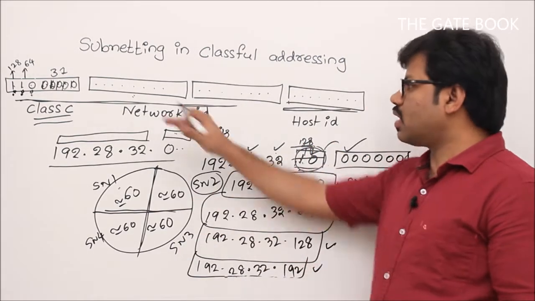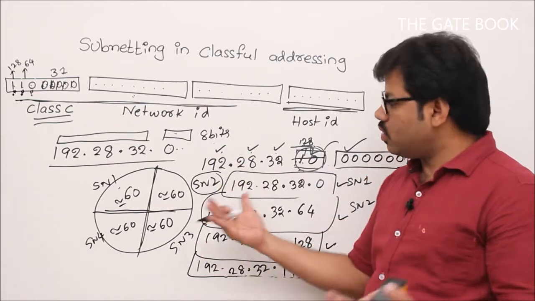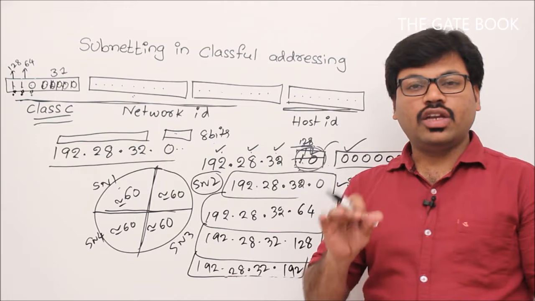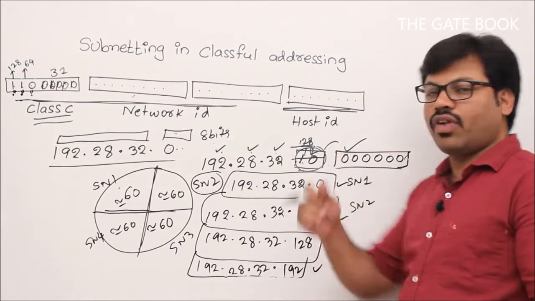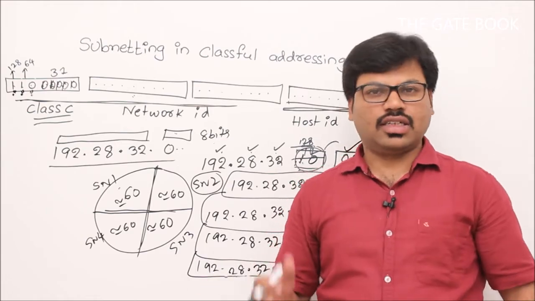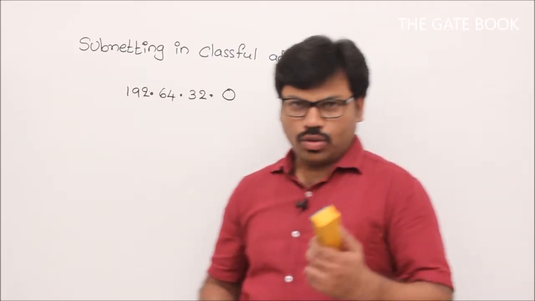Now if the problem is classless addressing, then also we can do it the same way. But now I am going to tell you one more method where we are borrowing from the middle, which is only possible in classful addressing but not in classless addressing. We will see that. Now we'll see how to borrow from the middle.